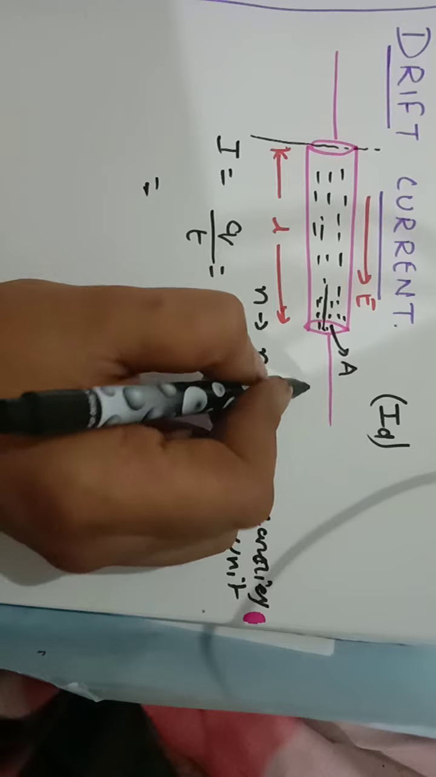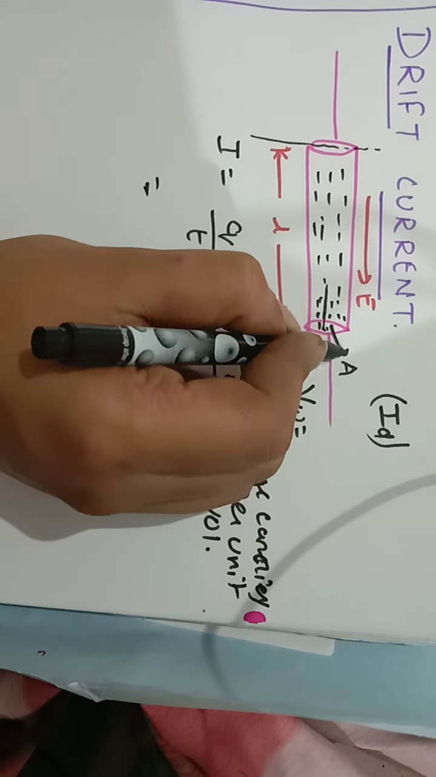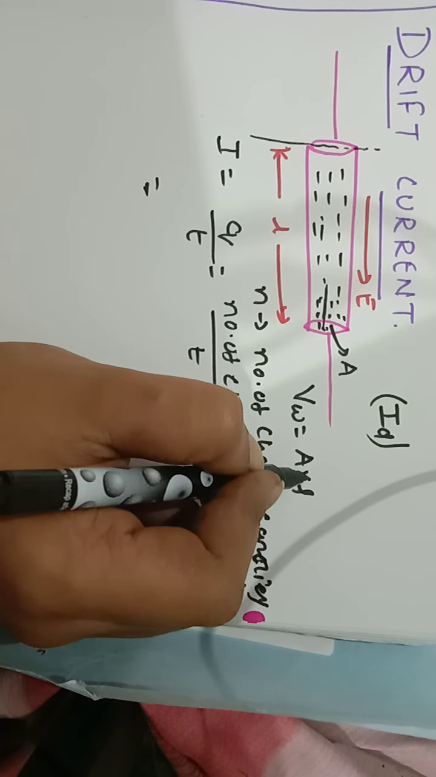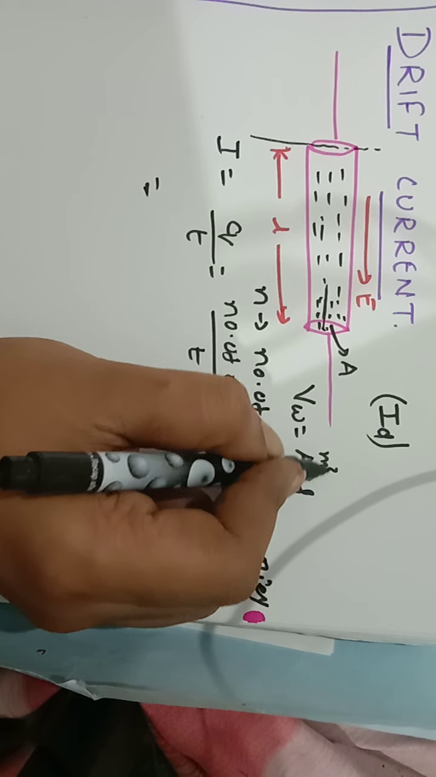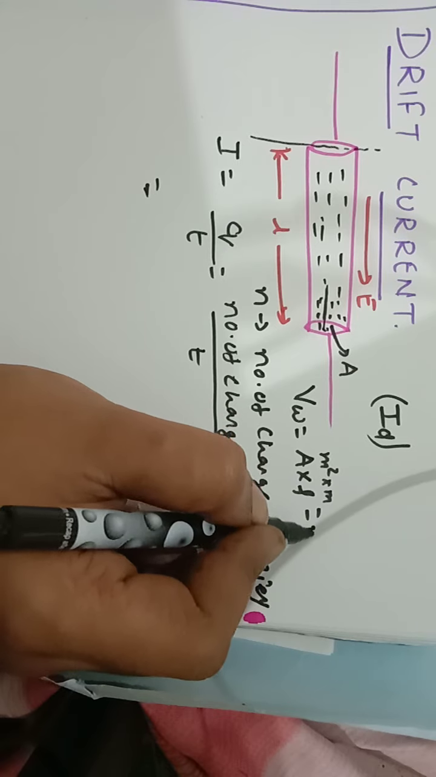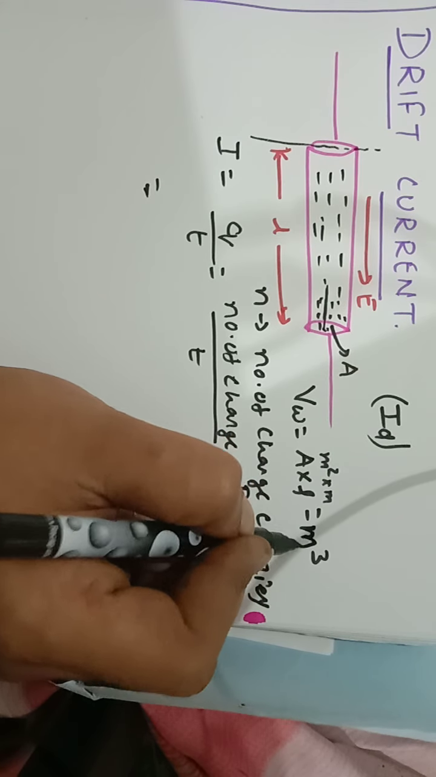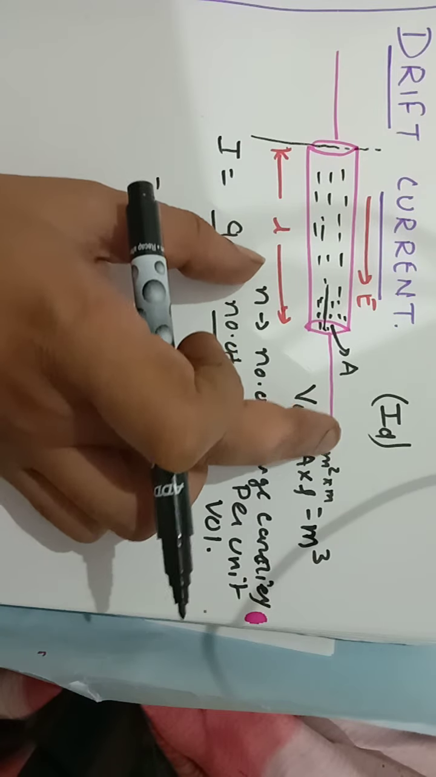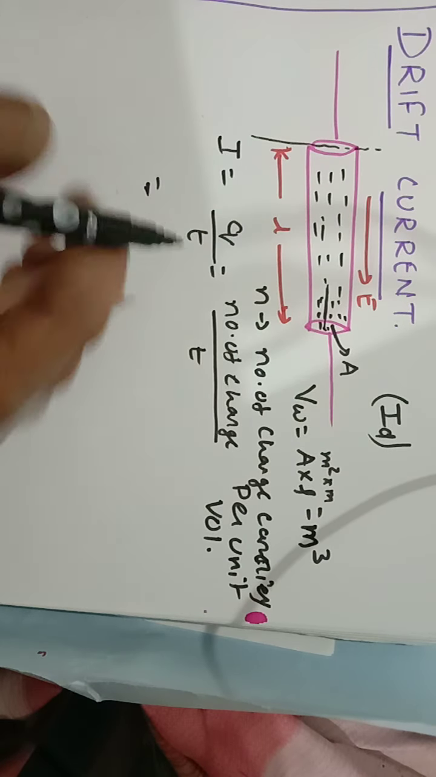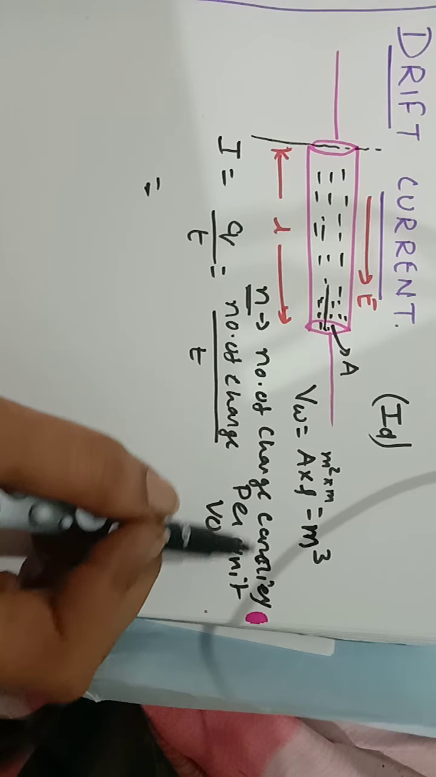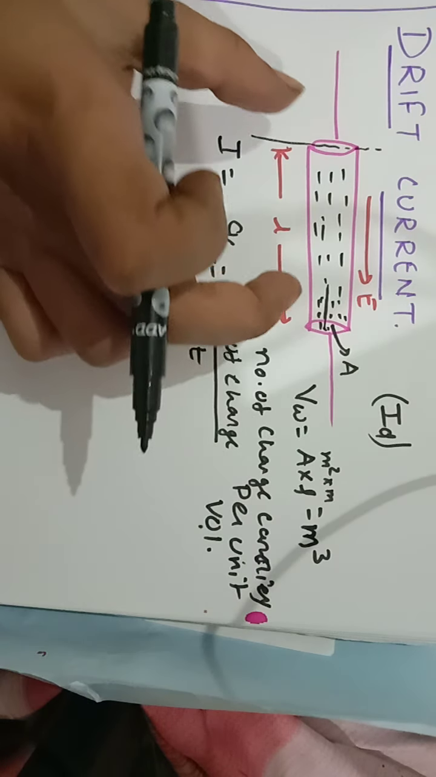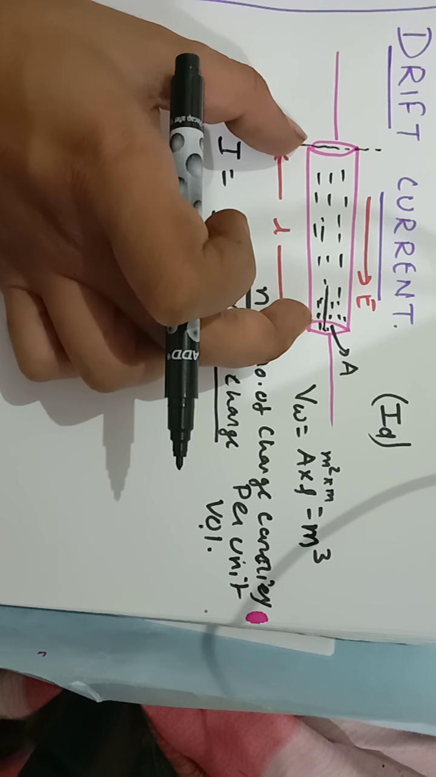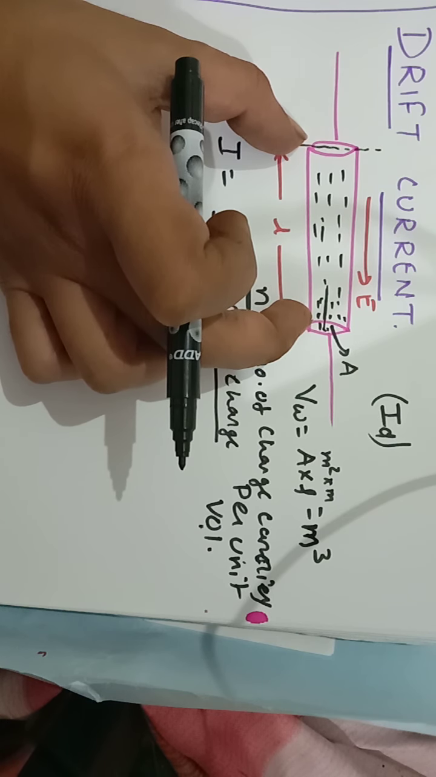And what is the volume of this wire? The volume of this wire is area into length. Look, area is meter square into meter will be meter cube. Obviously area into length will be volume. So if N is the number of charge carriers per unit volume, then for this volume how many charges will be there inside this?